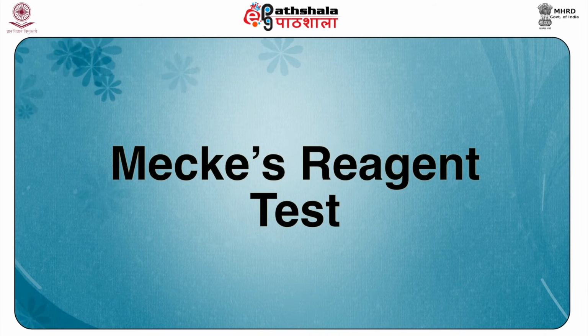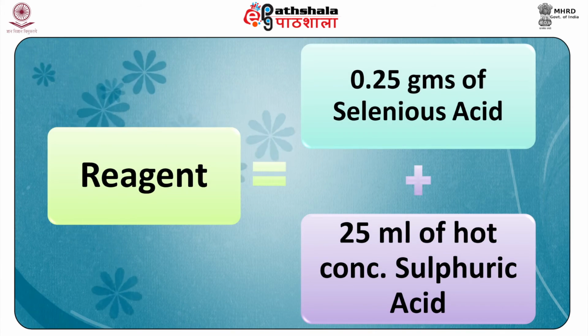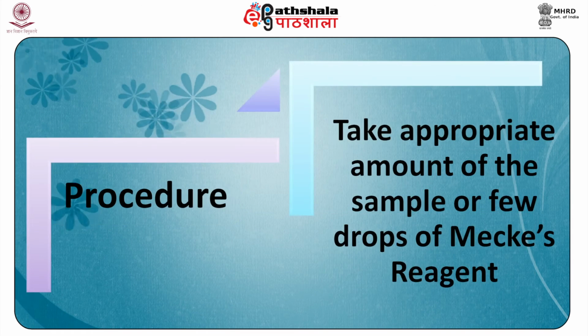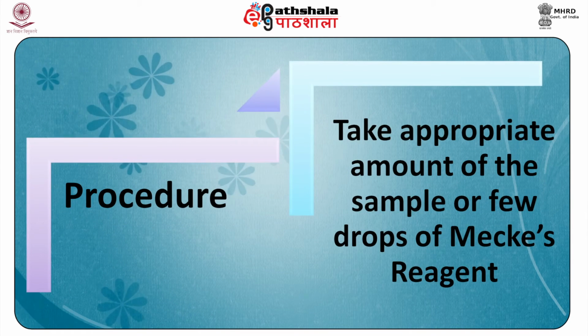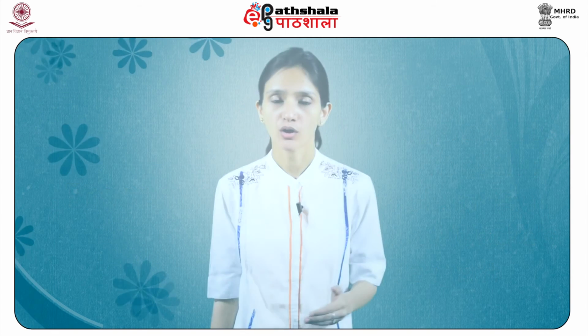Fourth is Mecke's reagent test. Preparation of reagent: 0.25 grams of selenious acid is dissolved in 25 ml of concentrated sulfuric acid. Procedure: take appropriate amount of the sample or few drops of Mecke's reagent. Orange color indicates the presence of mescaline and green color changing to blue-purple indicates the presence of MDA.